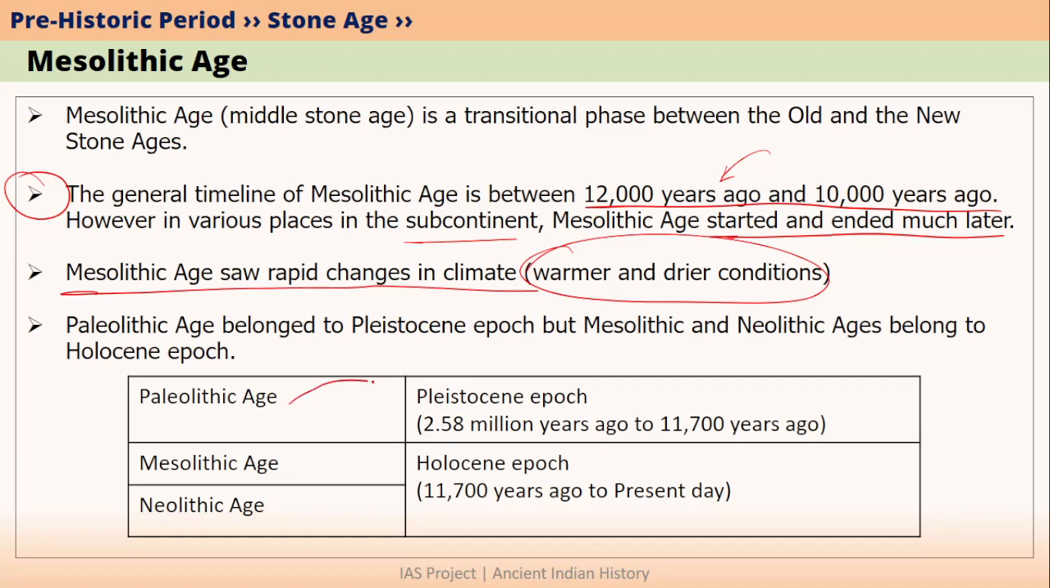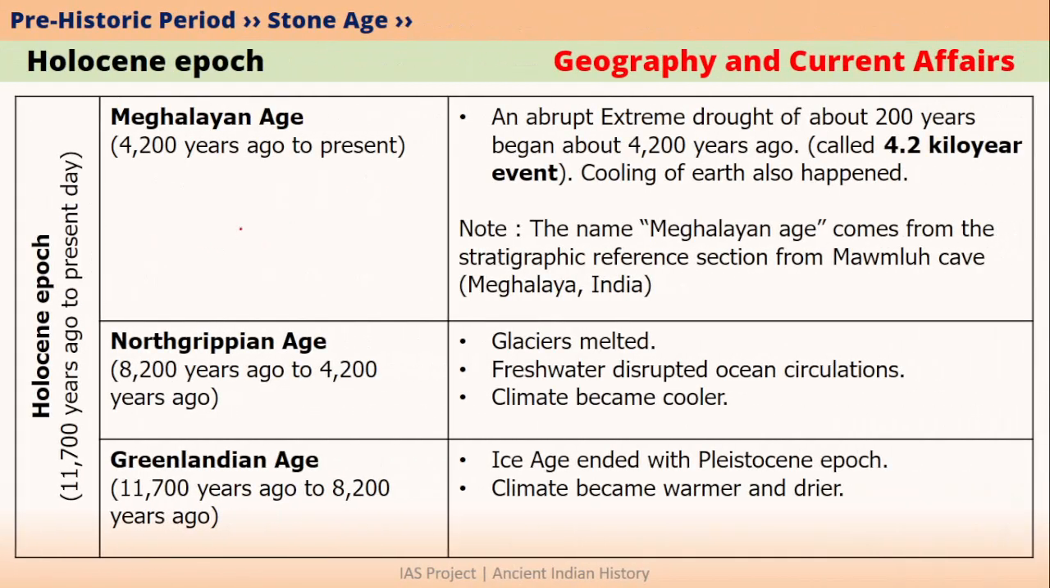So, Paleolithic Age belonged to Pleistocene epoch, but Mesolithic Age and Neolithic Age belong to Holocene epoch, which started around 12,000 years ago, and it is even continuing till present day. If we talk about Holocene epoch, it is divided into three ages. The oldest age in the Holocene epoch is Greenlandian Age, and then we have North Grippian Age, and the latest age is Meghalayan Age. We are currently living in Meghalayan Age because it is continuing even today, and it started somewhere around 40 to 100 years ago.